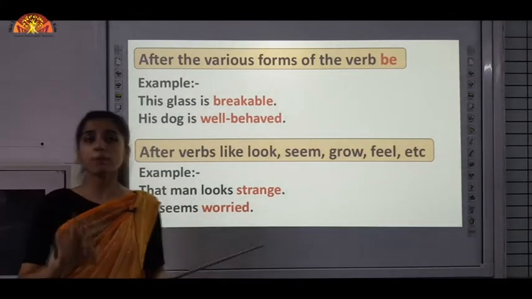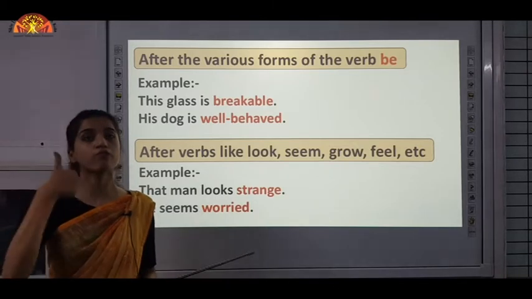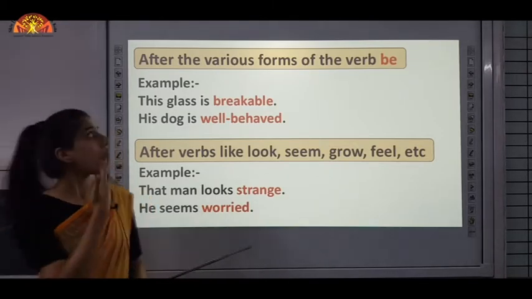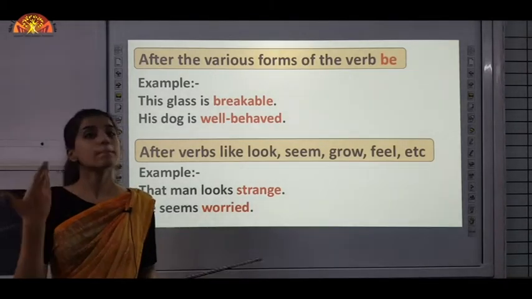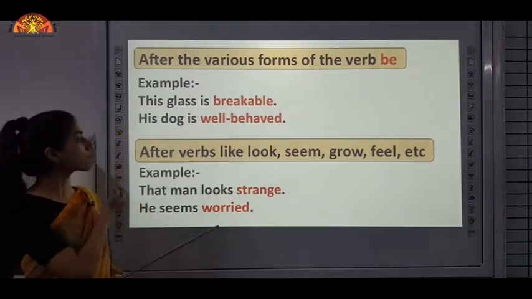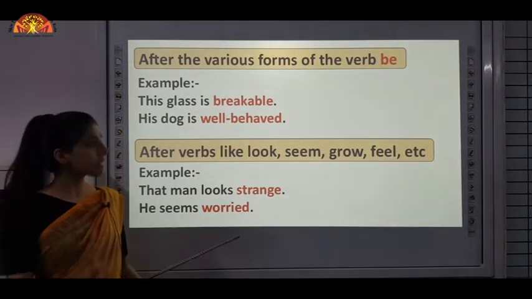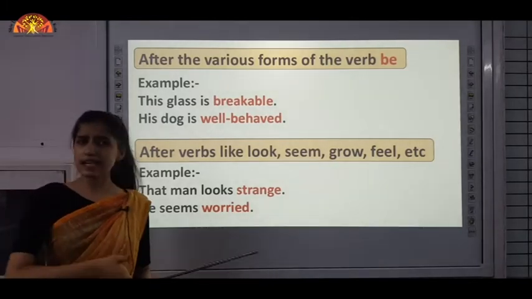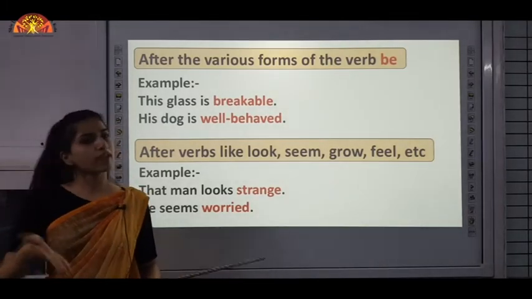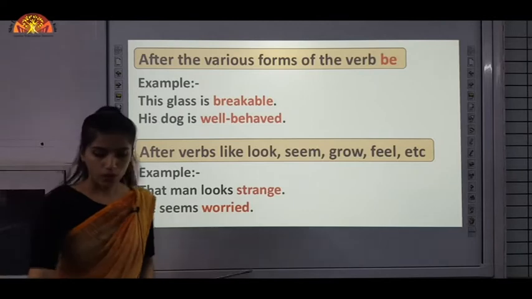So these were the 3 positions we learned. The first one was before a noun. The second was after the various forms of the verb be, and the third one was after verbs like look, seem, grow, feel, etc. I can call it directly after the main verb.